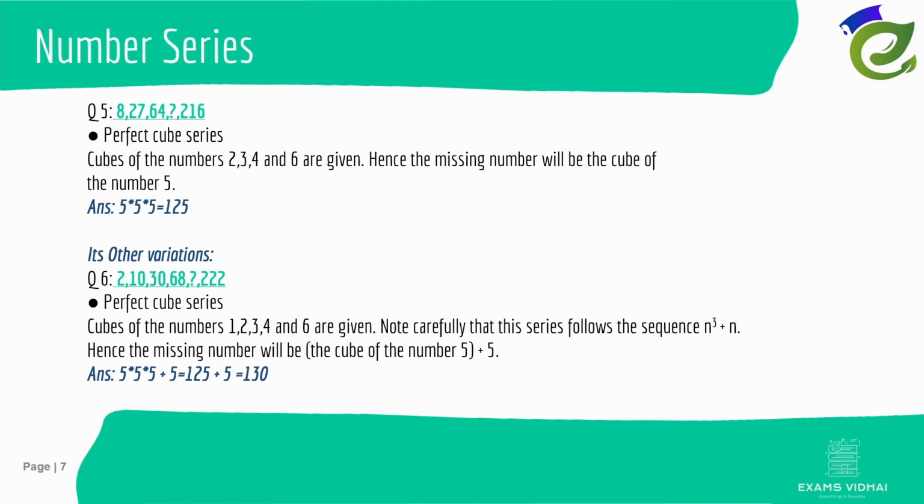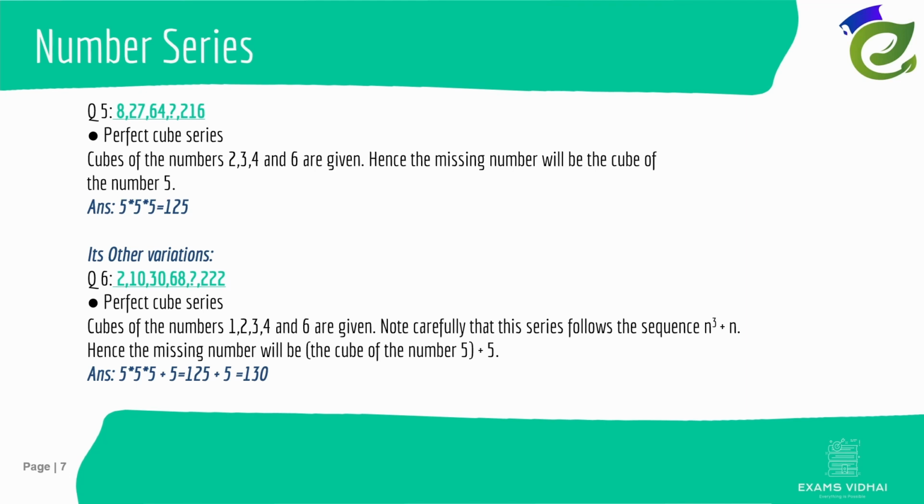Next question: 2, 10, 30, 68, question mark, 222. So what is observable here? This is a perfect cube series. Cubes of the numbers 1, 2, 3, 4 and 6 are given. Note carefully that this series follows the sequence n cube plus n. You can see 2 is 1 cube plus 1. 10 is 2 cube plus 2, that is 8 plus 2 equal to 10. Next is 3 cube plus 3, that is 27 plus 3 equal to 30.